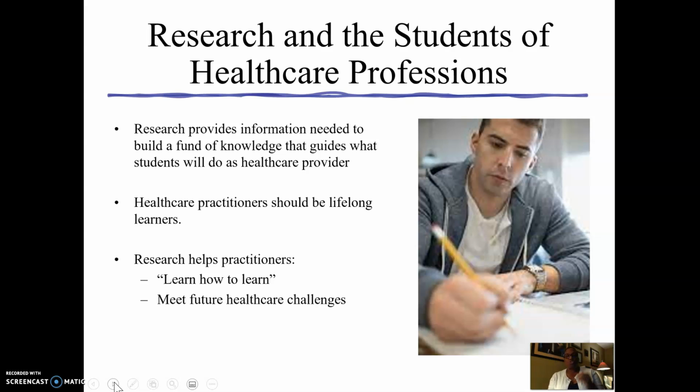Healthcare professionals should be lifelong learners. Research helps that process, and it also helps you learn how to learn. We call that metacognition, and to meet those future healthcare challenges.